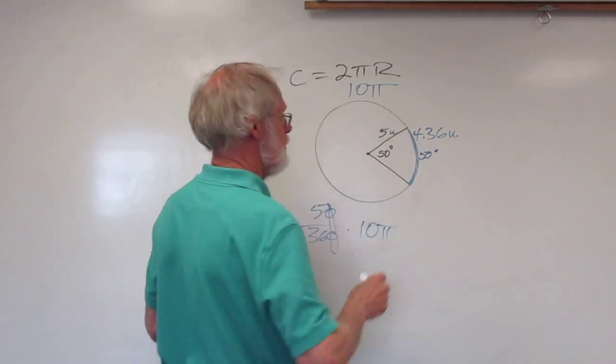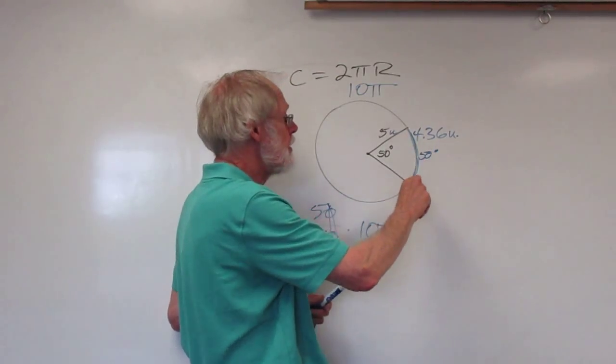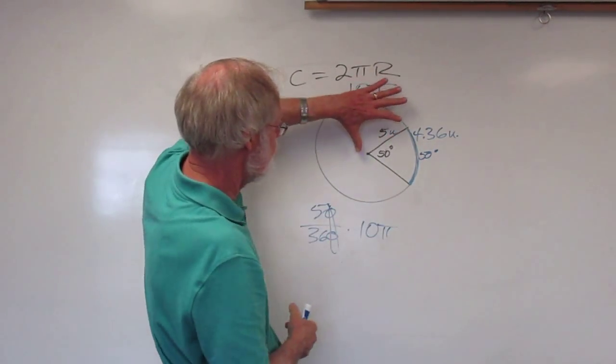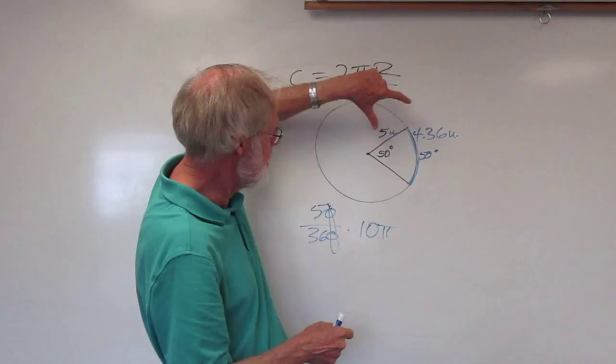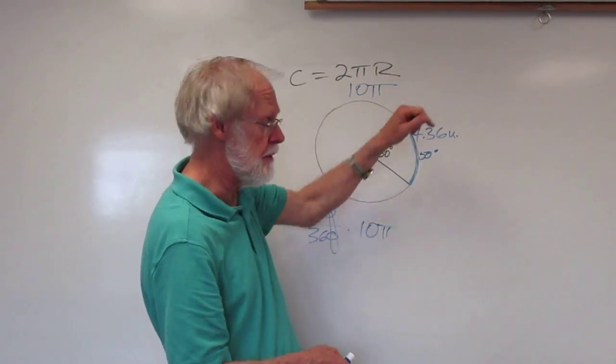Notice it's 50 degrees. That's one way of looking at it. But another way of looking at it is in terms of the number of units, not degrees, and if this was centimeters, this would be 4.36 centimeters.